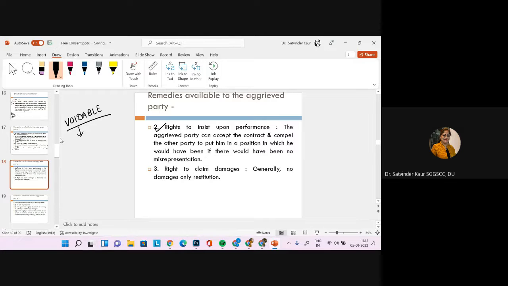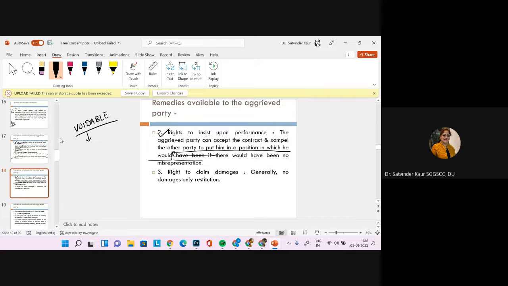So in that case, the other party is put in the position in which he would have been if there had been no misrepresentation. So if the misrepresentation had not been made, what would the party's position have been? On that basis we can insist on performance. The third option or third remedy in case of misrepresentation is the right to claim damages.